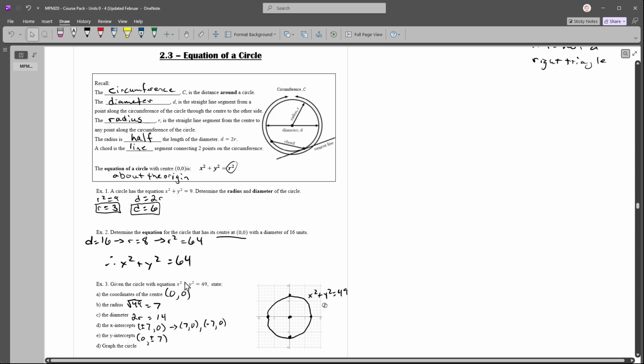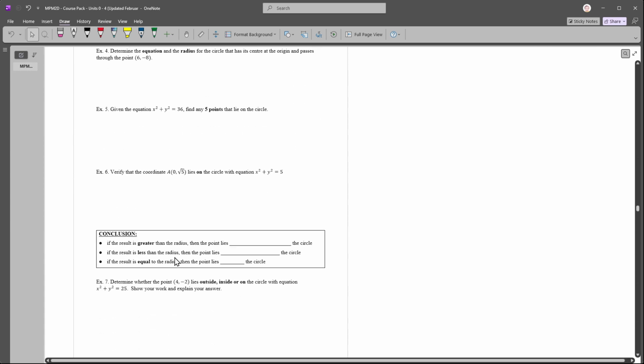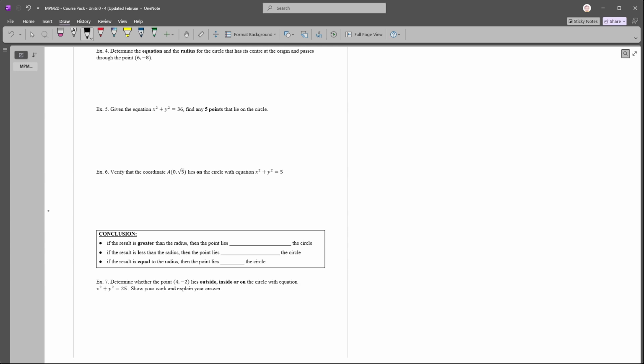So the next question, we're going to apply it a little bit deeper. Determine the equation and the radius for the circle that has its center at the origin and passes through the point 6, -8. What this tells us is that this point is on the circumference of the circle. So if this is my circle that's located at 0, 0, somewhere down here is 6, -8.